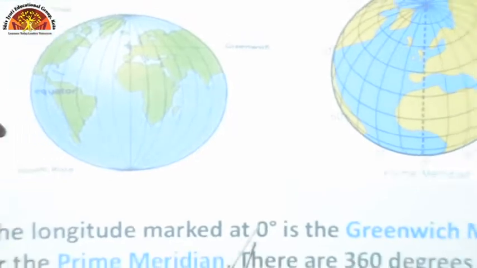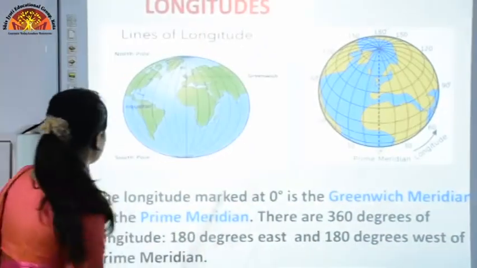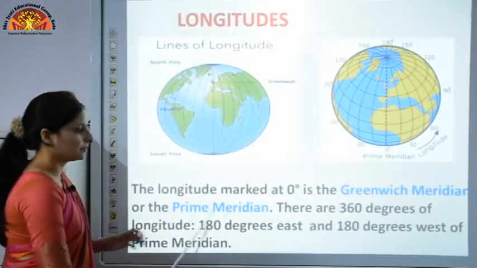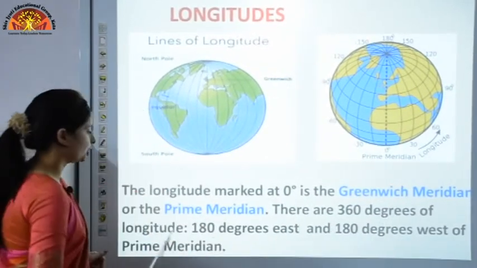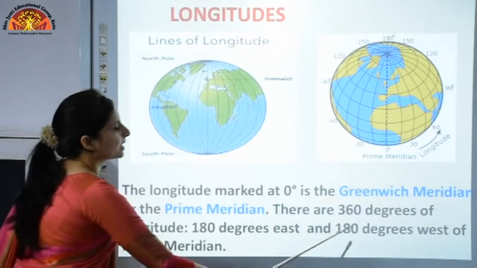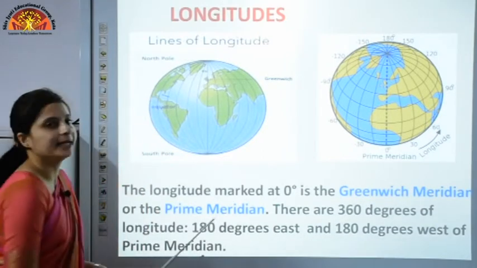The longitude marked at 0 degree is the Greenwich meridian or the prime meridian. It is important, you can mark it in your books as well. There are 360 degrees of longitude, 180 degrees east and 180 degrees west of the prime meridian.